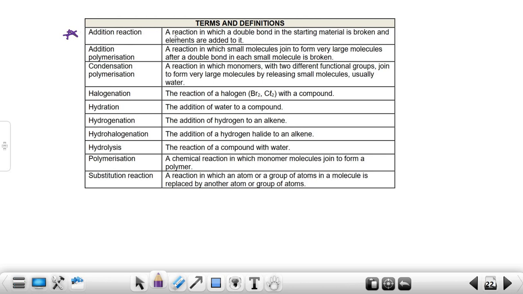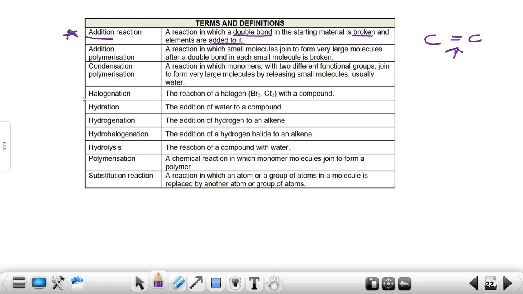Now, an addition reaction is defined as a reaction in which the double bond in the starting material is broken and elements are added to it. So this video focuses on alkenes, which are perfect because they have a double bond which will be broken where elements are going to be added to it. We have many other reactions as well for alkenes. But all of the reactions for alkenes are going to take the nature of addition because there is a double bond that can be broken.